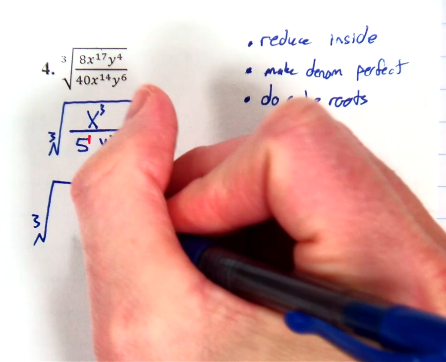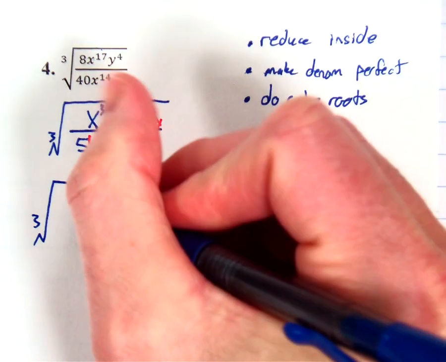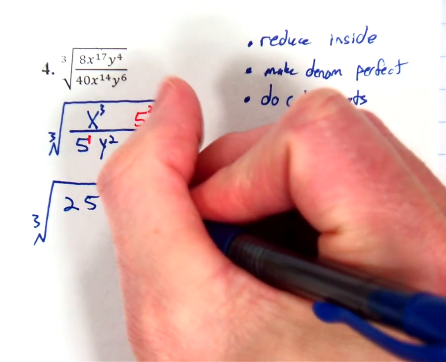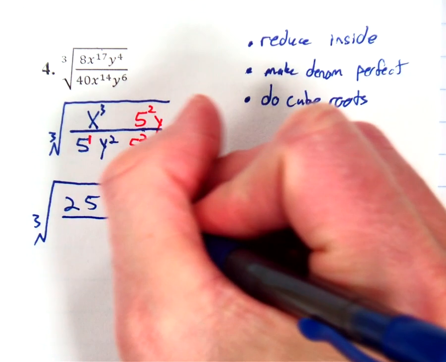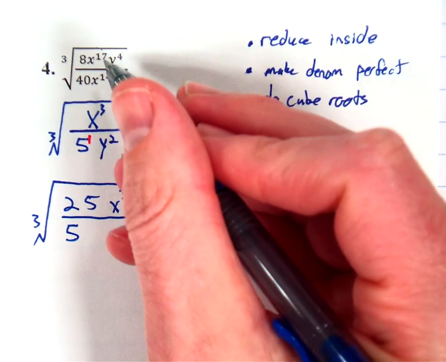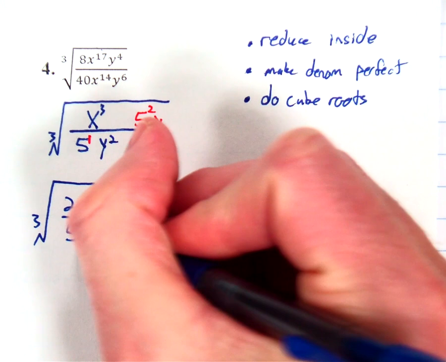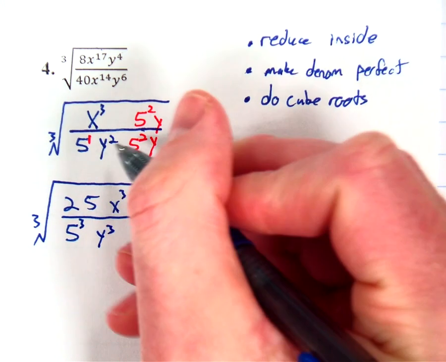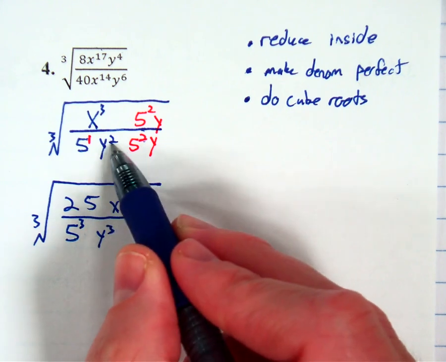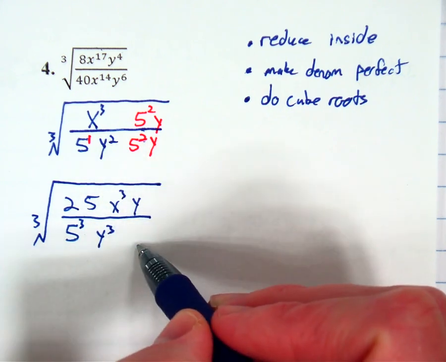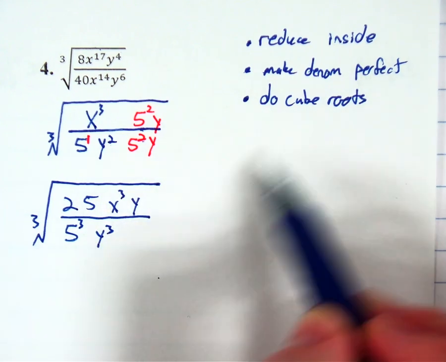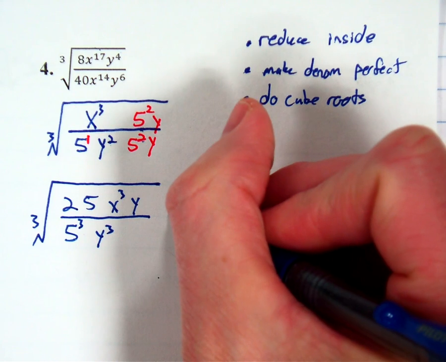Okay, so now we're looking at cube roots of, I'm going to write 5 squared as a 25, x to the 3rd, y to the 1st, over, and this time I know it doesn't make sense because I did the 25 here, I'm going to leave it as 5 to the 3rd here, y to the 3rd, right? 5 to the 1st, 5 to the 2nd, that's going to be 5 to the 3rd, y squared times y is y to the 3rd. So we made the denominator perfect. Here it is. Now we're going to do the cube roots.